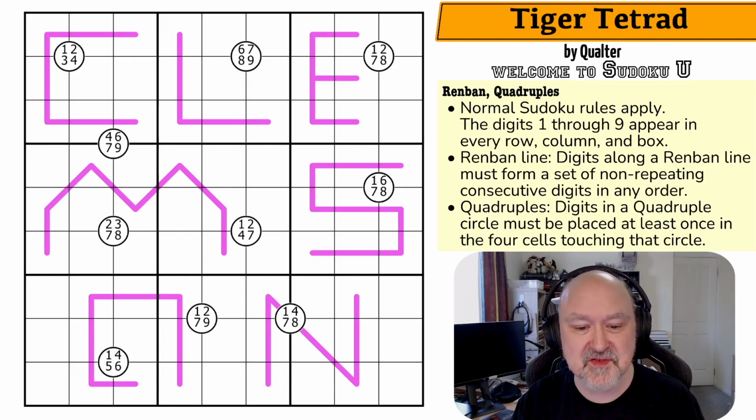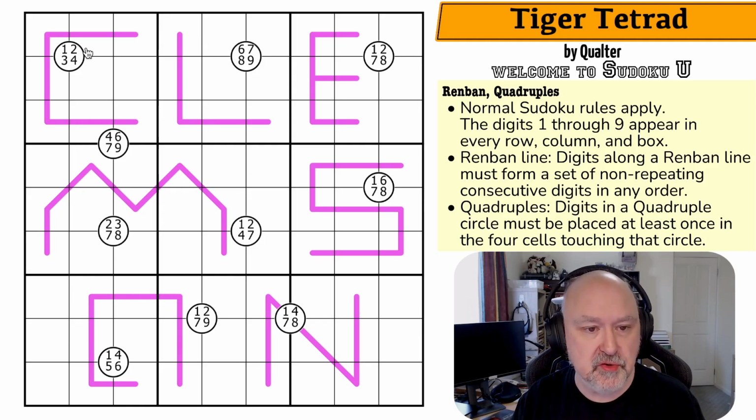I'm going to be interested in trying this one because Renban, I think, is still probably the most elegant constraint out there, and Quadruples is one of my favorites. So I'm looking forward to this. What do I want to call out? Not much really. Let's just get straight into the puzzle.